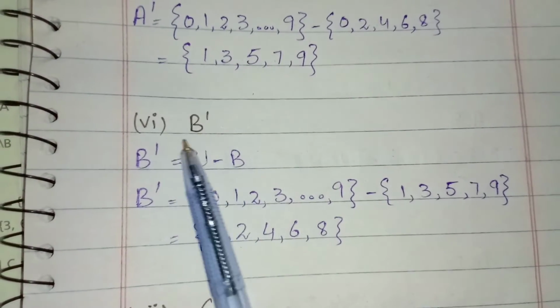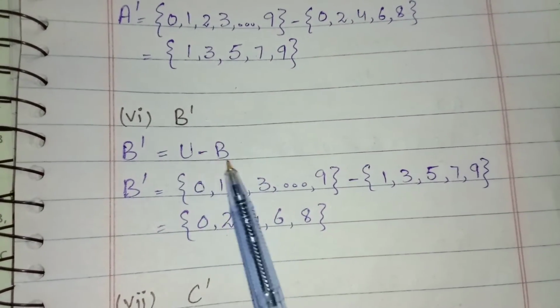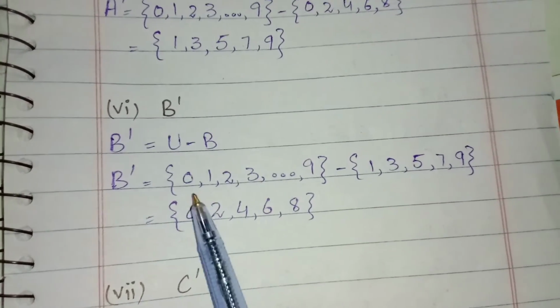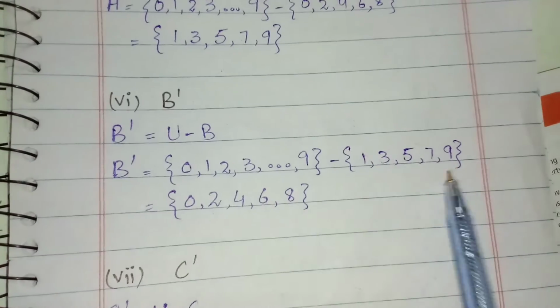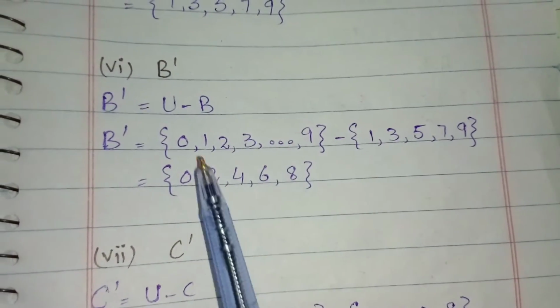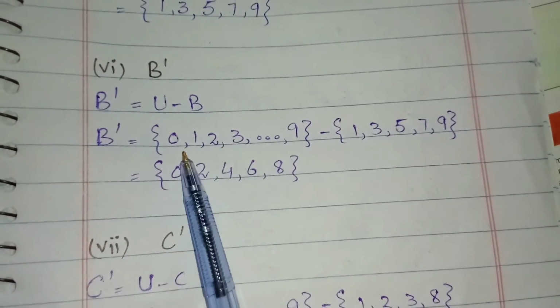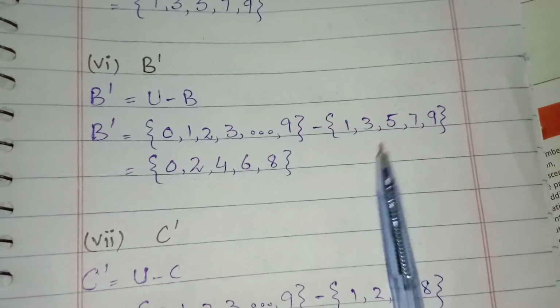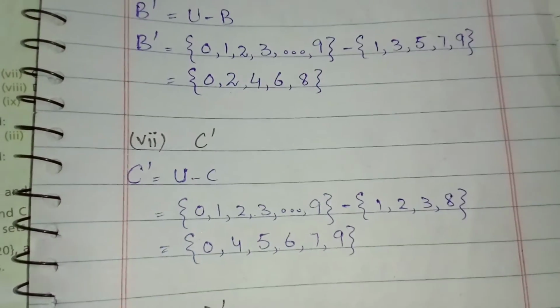Now move to part number 6, B complement. B complement is equal to U minus B. So we have to subtract the set B from the universal set: 0, 1, 2, 3 and so on up to 9, minus the B set, which is 1, 3, 5, 7, 9. The common elements are not written. So 0, 2, 4, 6, 8 are those elements which are contained in the universal set but not in the set B.